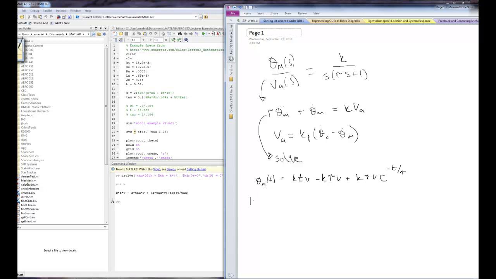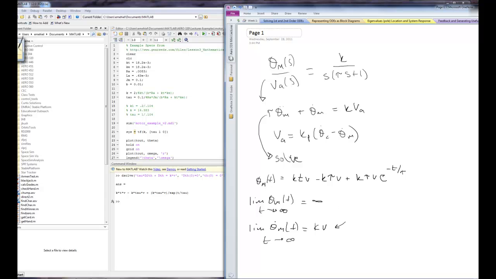And what I can do is look at the limit on theta m of t as t goes to infinity. That's obviously equal to infinity. And then I can also look at the limit on theta m dot of t as t goes to infinity. And that's just going to be what? Well, I'll take a derivative here, I get kv. Take a derivative there, I get 0. Take a derivative here, the taus cancel out. But this exponential goes away as t goes to infinity. So all I'm left with is that. I get k times v.